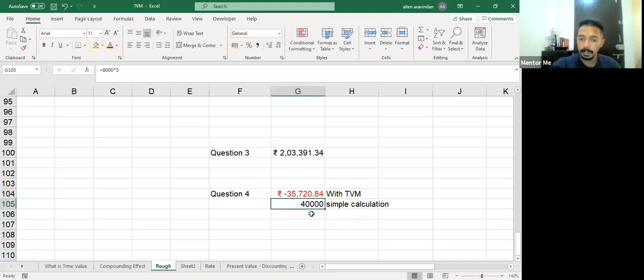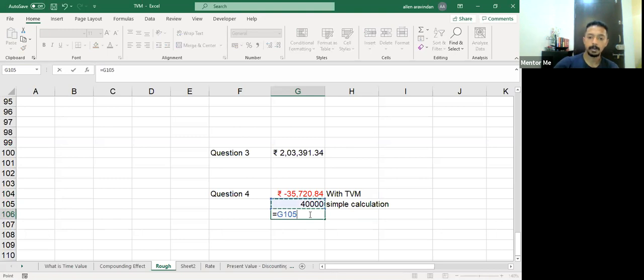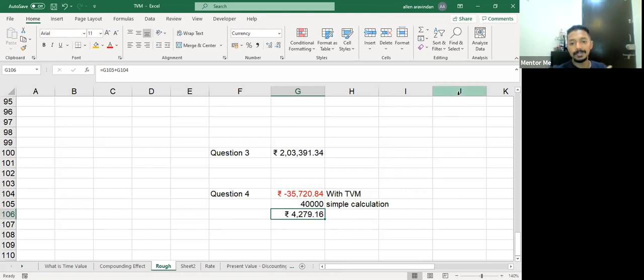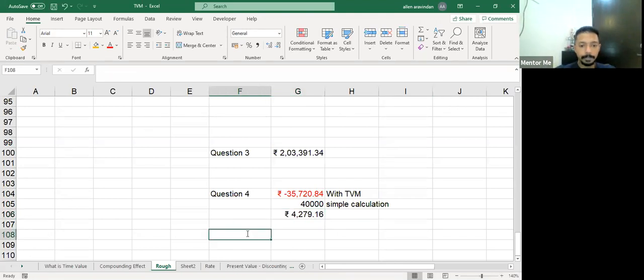So the difference of 4,279 is actually the inflation effect, the time value of money effect, right? So what is valuable today is more important. Let's do the next question. I hope this is clear.